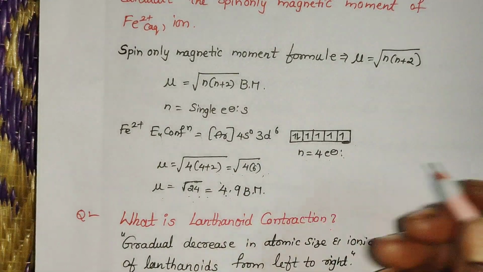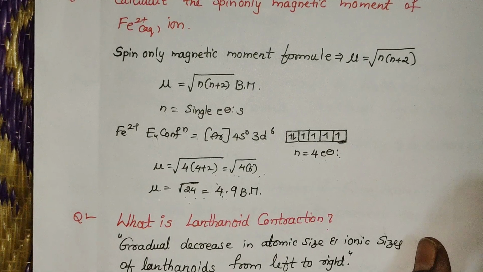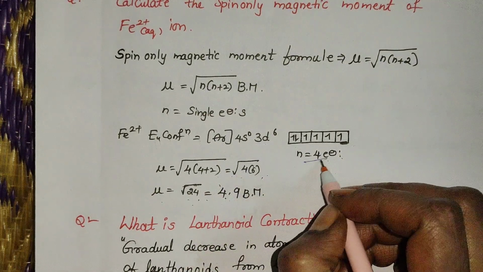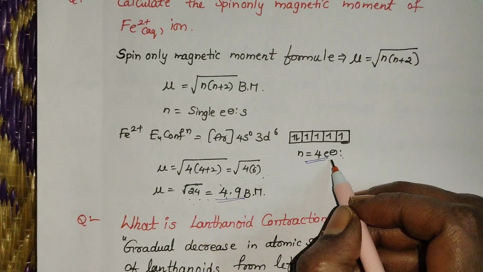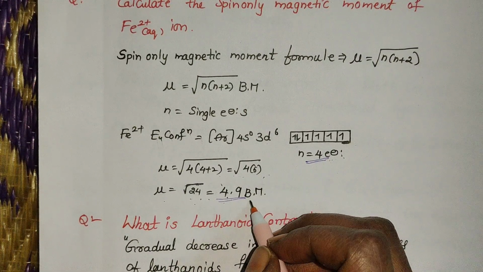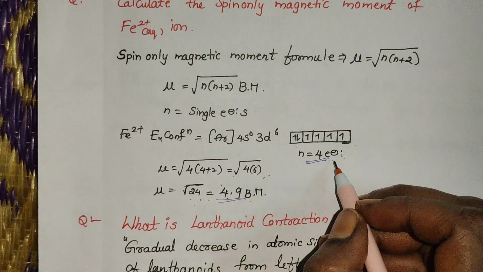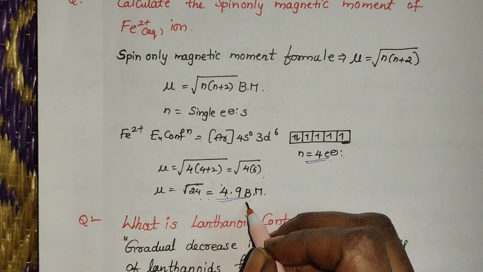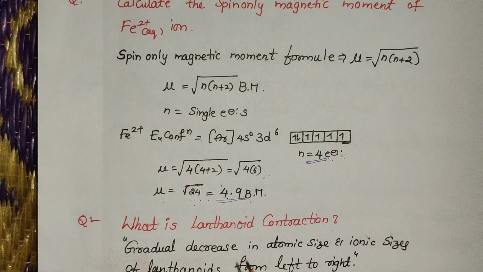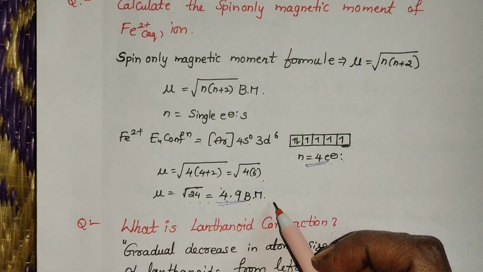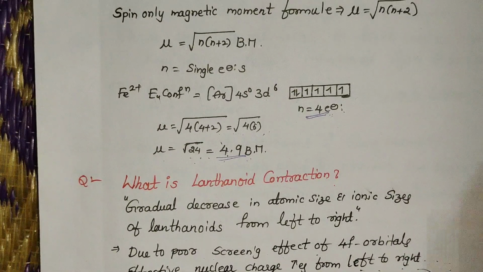One more trick I also explained in the mains class: once you check how many single electrons are present, the Bohr magneton value, I mean the mu value, is also related to the same number. Here 4 means it will be 4.9 Bohr magnetons. This is also one of the tricks: the number of single electrons and the mu value are 90% similar.